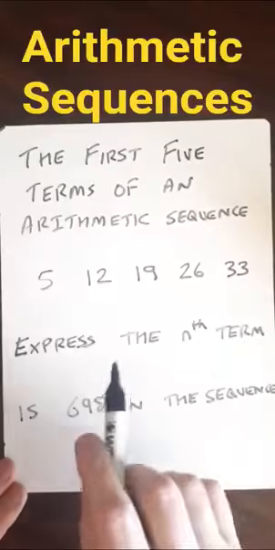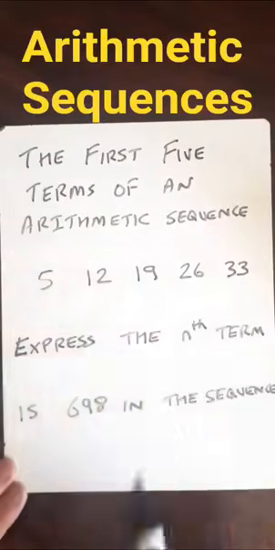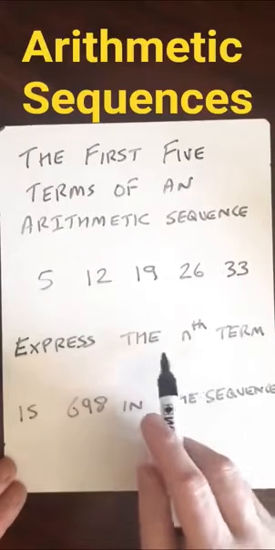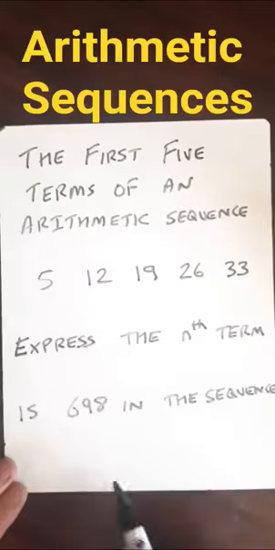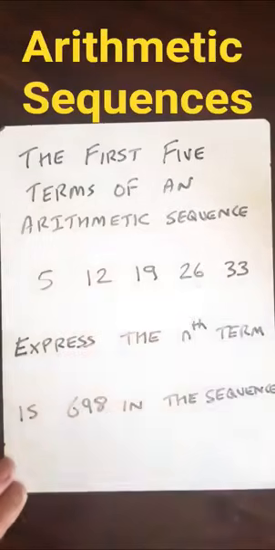So here we're given the first 5 terms in an arithmetic sequence: 5, 12, 19, 26 and 33. We want to express this sequence in terms of n, so the nth term. How would we find that? And then we want to find out if 698 would be in this sequence if I went on forever or not, whichever the case may be.